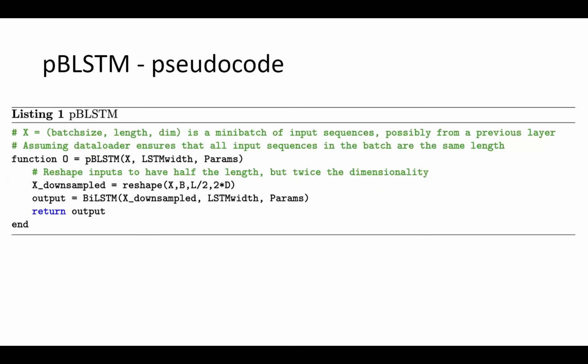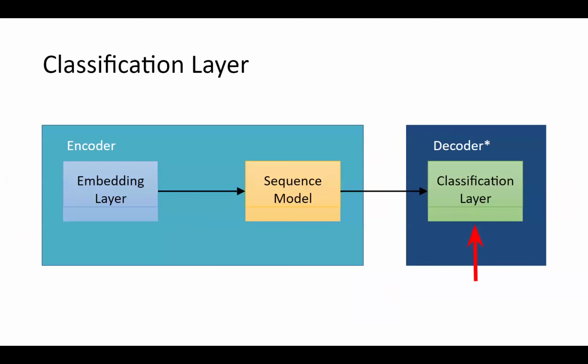So the pseudocode which is present over here closely resembles that of a basic BiLSTM, with the only exception being what we discussed, that one pre-step, which is that the original input is reshaped to half the length, and it is twice the dimensionality. So we can implement this with a straightforward reshape operation. And so that was the PBLSTM.